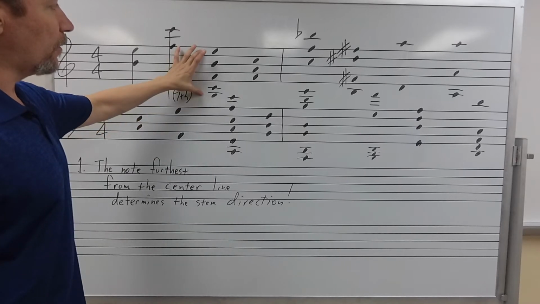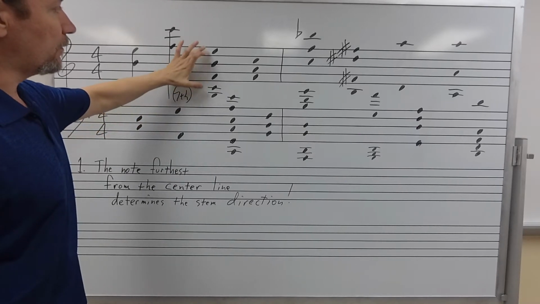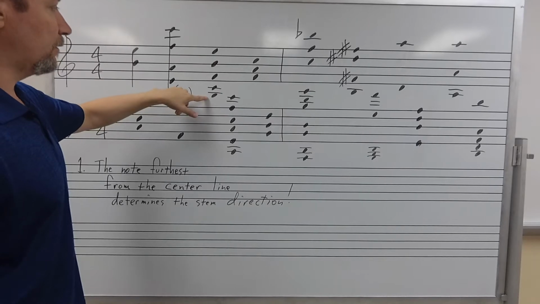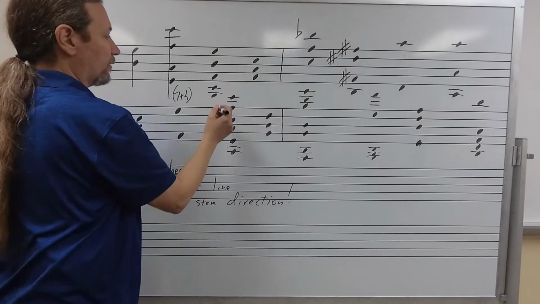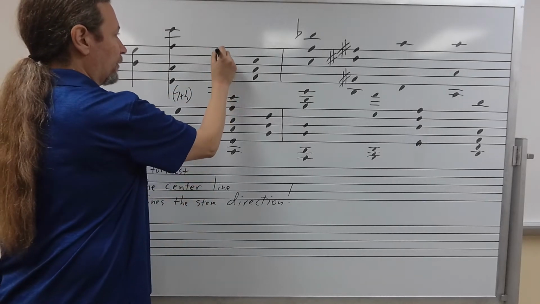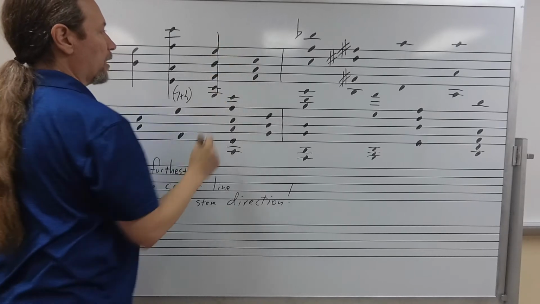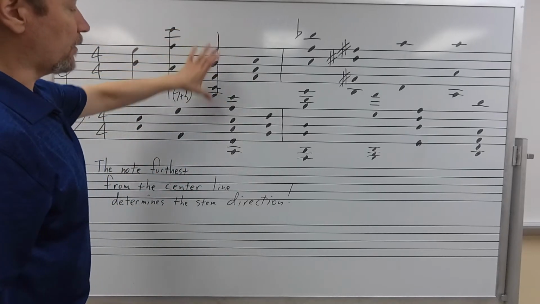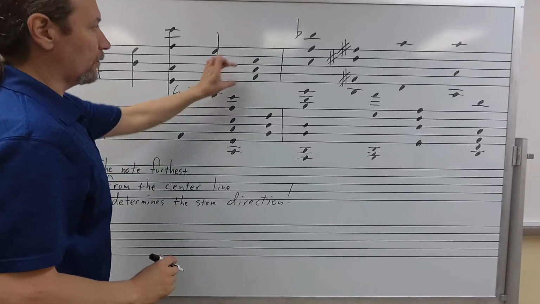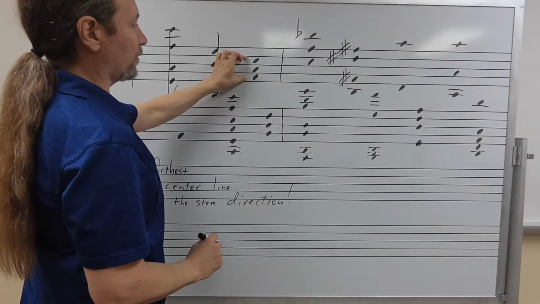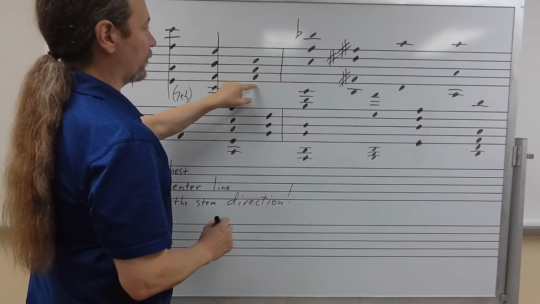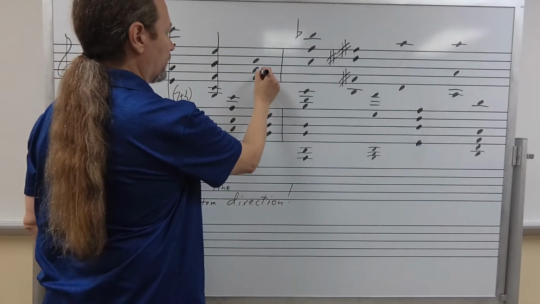Next group right here, note furthest from the center line. Is it the E? Is it the G? G is much farther. G should stem up. We're going to continue upward. I'm going to go past this top E, approximately a seventh, and that's the way this stem should look. So over here, which one's furthest from the center line? F on the bottom, of course. This triad will stem up.